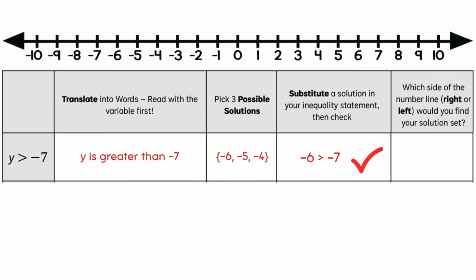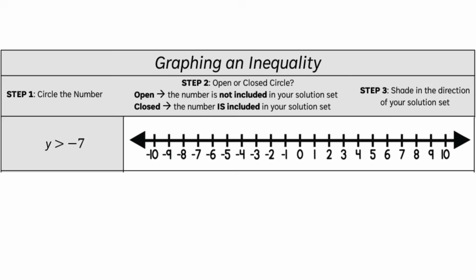Which side of the number line, right or left, are we going to find our solution set? We're going to find all of our solutions to the right of -7. Let's graph this inequality on a number line. Step number 1, circle the number. So you're going to circle that tick mark right above -7.